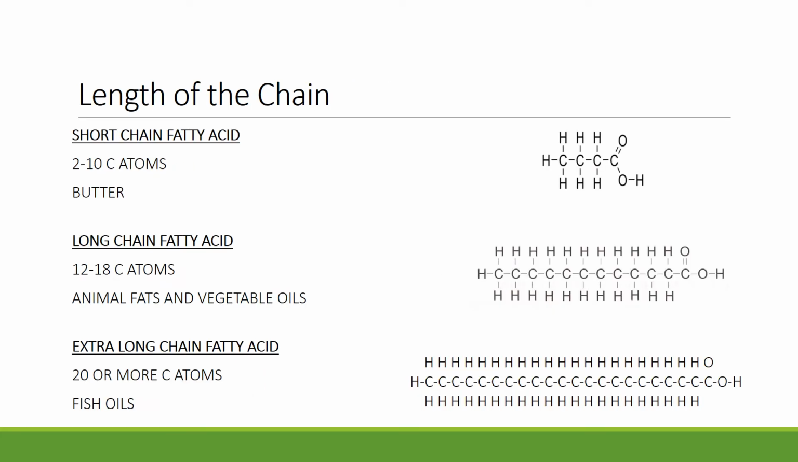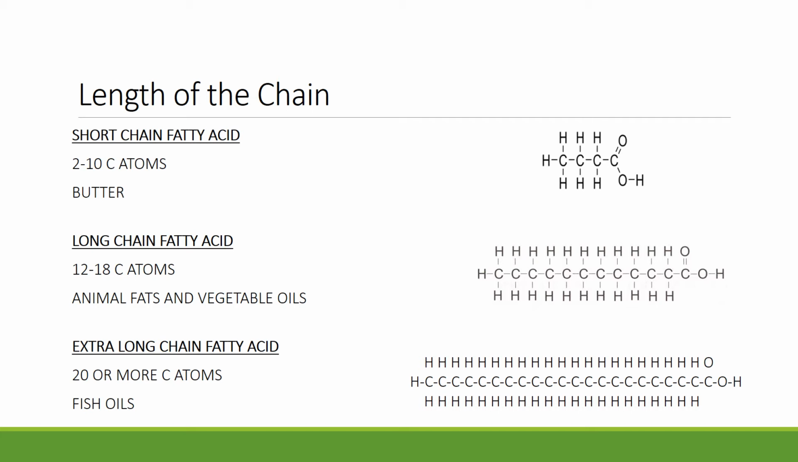There are 3 groups of fatty acids based on the length of the chain. A short chain fatty acid is a chain with 2 to 10 carbon atoms, and an example is butter. If you look to the example on the right, you'll see that it has 4 carbon atoms, so it falls into the short chain fatty acid category. Long chain fatty acids have 12 to 18 carbon atoms in their chain. If you look at the one on the right, you'll see that it has 12 carbon atoms, including the one in the carboxyl group. These are found primarily in animal fats and vegetable oils.